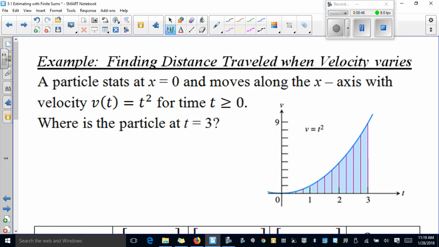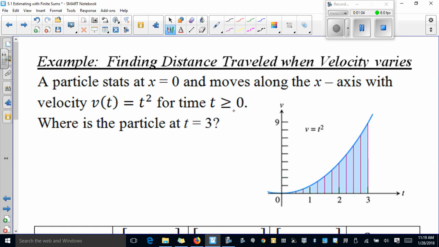So at time 3, the question is where is it? They're looking for the x value at which it is, because this is a velocity graph, so it's going to give you time here. This is time, and over here is your velocity. Okay, so I'm setting this one up.